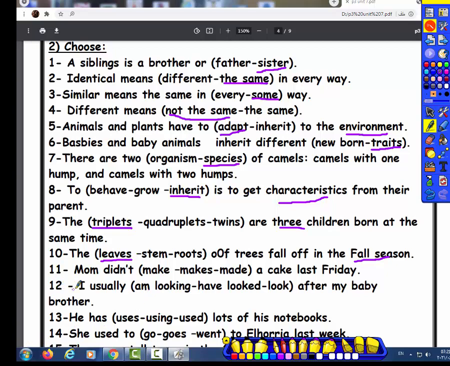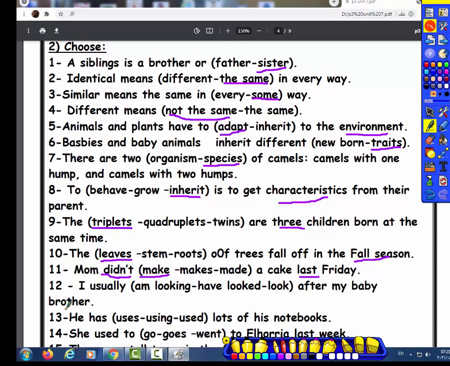Number 11. Mom didn't makes made the cake last Friday. This sentence is in the past because here the key word is last. Didn't. We have said before that after didn't comes the verb stem. What is the meaning of verb stem? Without any addings. Make or makes or made. Made is in the past, makes has letter S, so we have to choose the verb stem make.